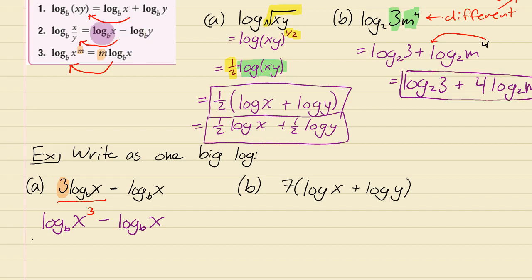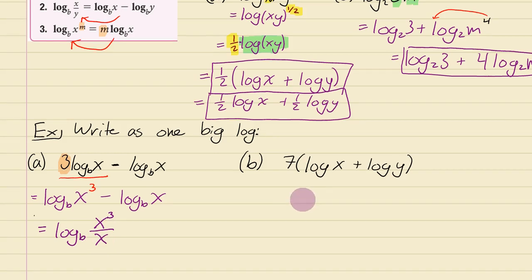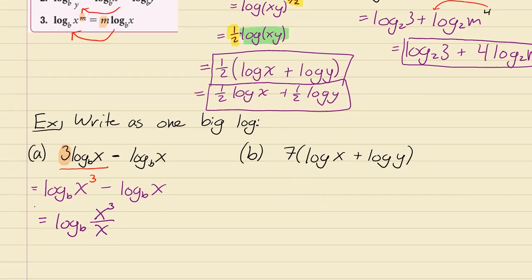And now you can use rule 2 because we have subtraction going on here. And so we can turn that into a log of a quotient like on the left side. So that's going to be log base b of x to the power 3 over x. And then you might realize x to the power 3 over x is just x squared, right? Because one factor of x cancels out. And that's about as simplified as you can get that.